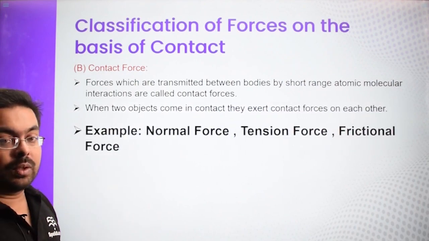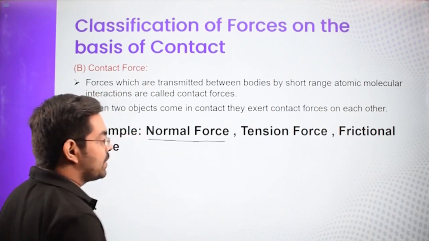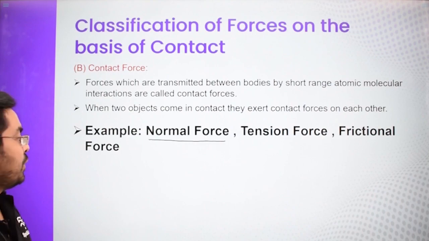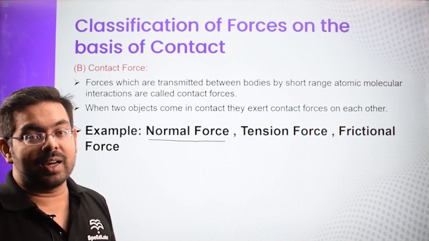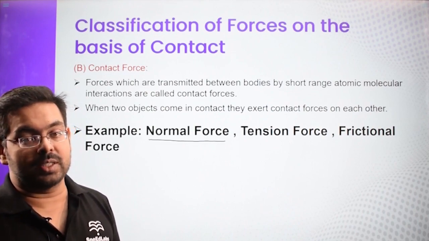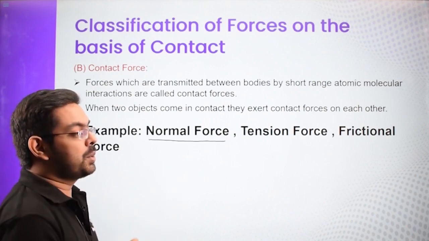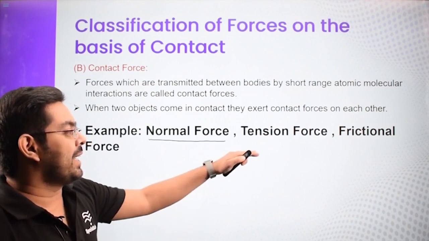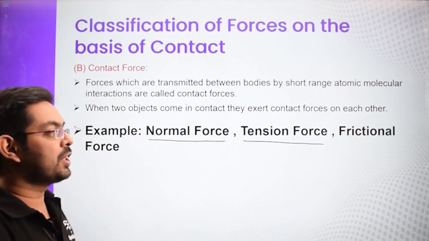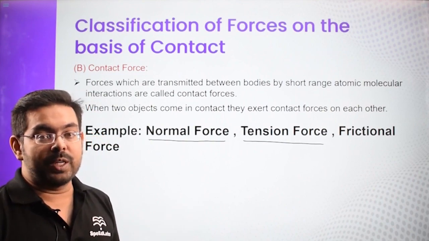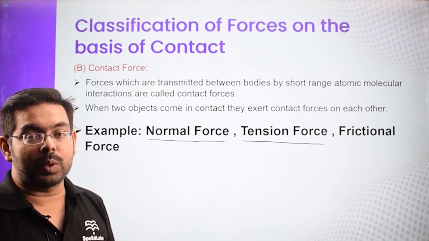Examples are all the names which you have already heard: normal force, tension force, frictional force. All these forces actually arise when there is real contact between bodies. Normal force is the force which is applied perpendicular to the surface of a body. Tension is the force due to any rope or string. Frictional force is between bodies moving relative to each other, and it acts parallel to the contact surfaces.